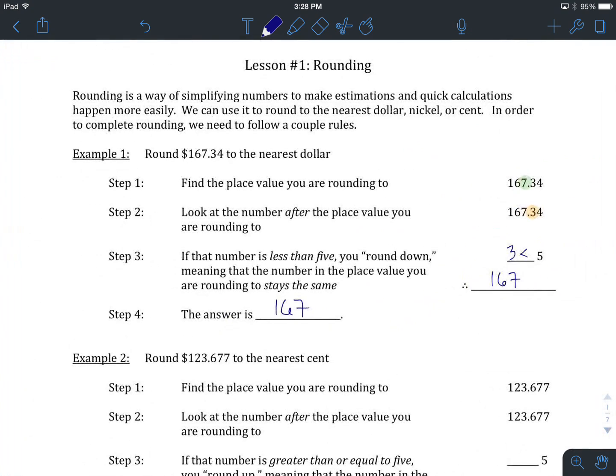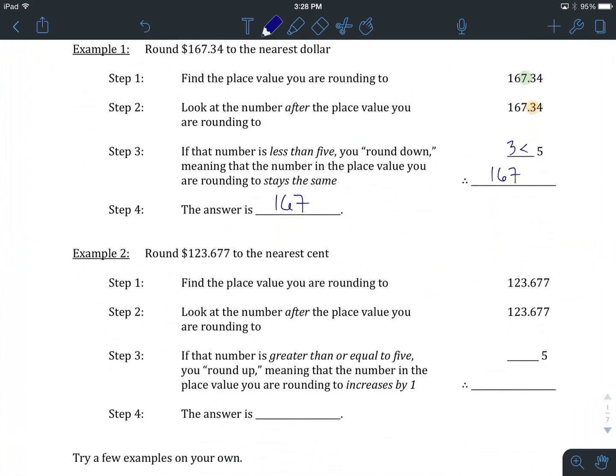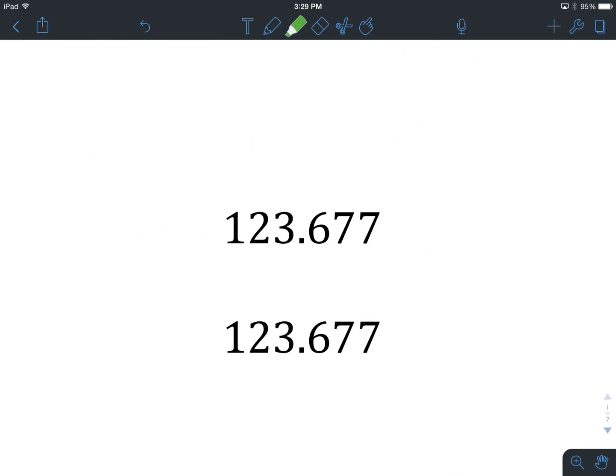Now, let's take a look at a second example to explore what happens if the number after the value we're trying to round to is bigger than 5. Example number 2. Round 123.677 to the nearest cent. First step's the same. What we're going to try to do is find the place value we're rounding to. In this case, we're being asked to round to the nearest cent. That's hundredths. That's 2 places after the decimal. So we are being asked to look at this first 7 right here.